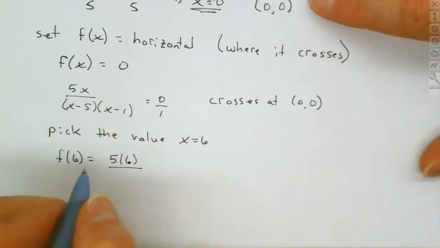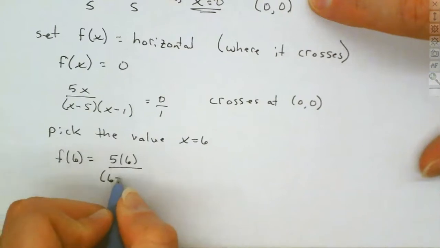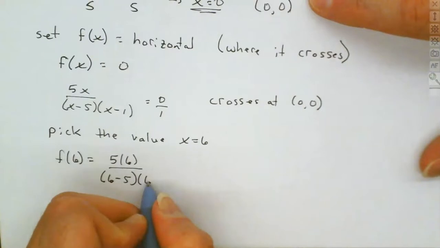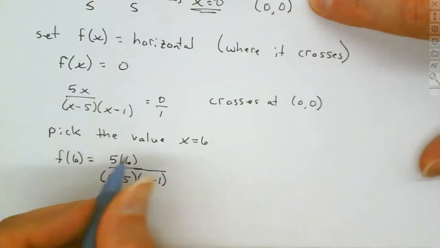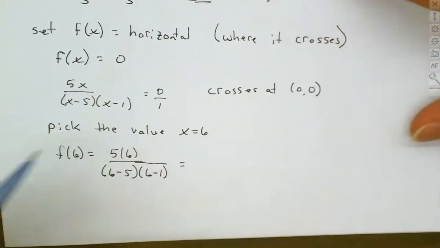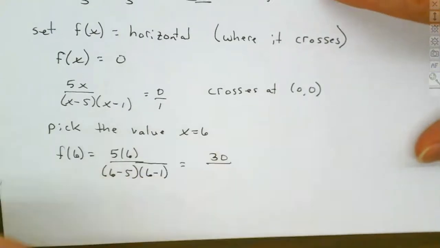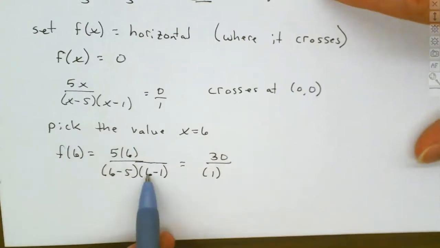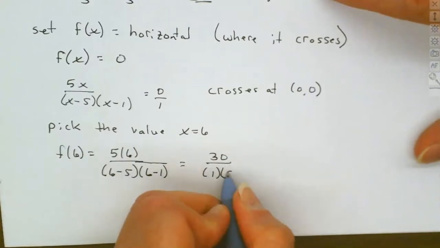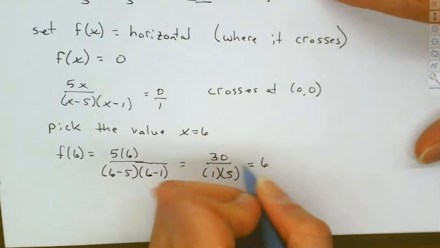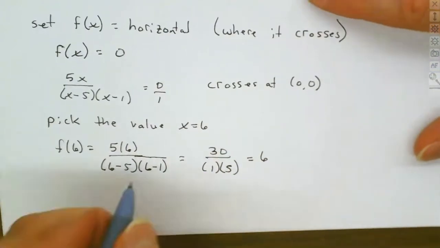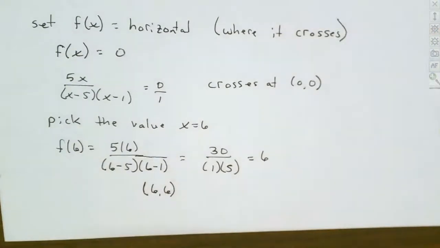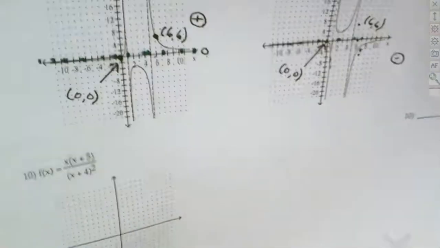And use your factored form. So that's 6 minus 5, and 6 minus 1, isn't it? Okay. So when I plug my values in, 5 times 6 is 30. 6 minus 5, well, that's a 1. 6 minus 1, that's a 5. So that comes out to be 6. And what's my new ordered pair? 6, 6. Okay, so which one then does it have to be?